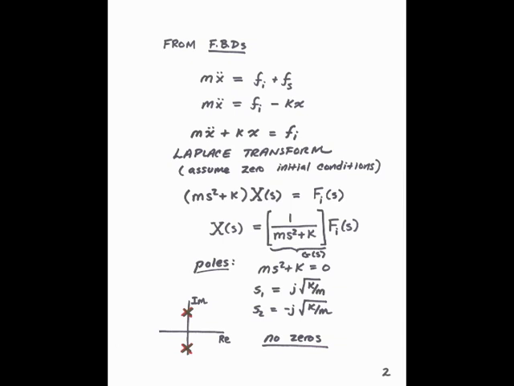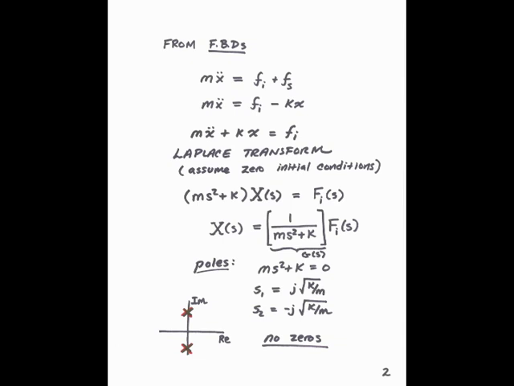From the free body diagram, we can write the equation of motion. So that's going to be the mass times the acceleration equals the sum of the forces by Newton's law. In terms of our variables, that's m x double dot equals F sub i plus F sub s. And since F sub s is minus kx, we write m x double dot equals F sub i minus kx. Moving the x variable over to the left-hand side, we find m x double dot plus kx equals F sub i.